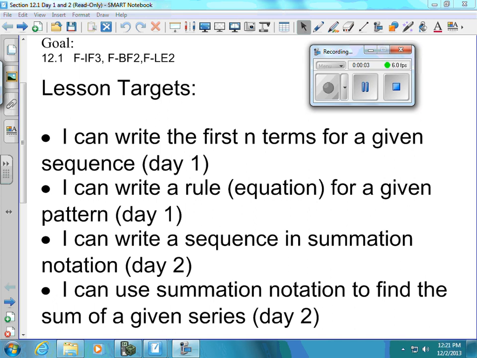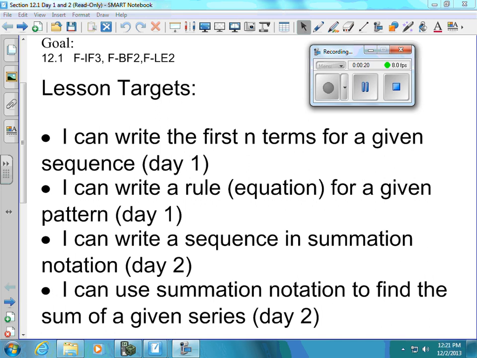Welcome to the start of a new unit. We're going to be looking at patterns in this unit, different types of patterns and rules for patterns. We're going to start generic in this lesson. This is going to come from chapter 12 in section 1.